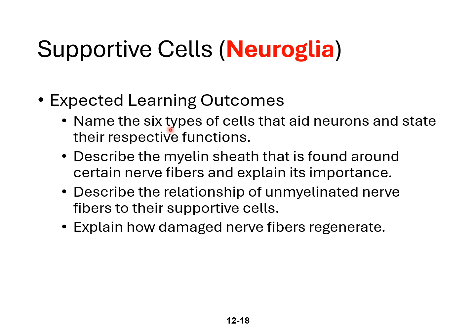So what are the six main types of cells that aid neurons, and what are their respective functions? We're going to describe the myelin sheath and why it's important. We're going to describe the relationship of unmyelinated versus myelinated. We're going to look at damage to nerve fibers and how they regrow.